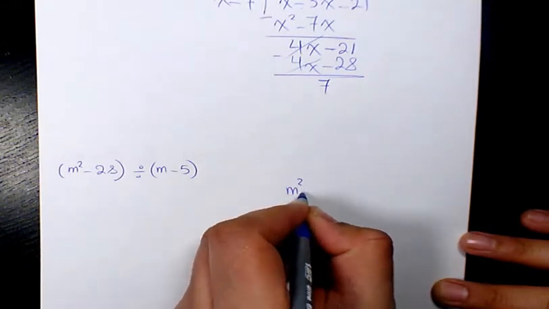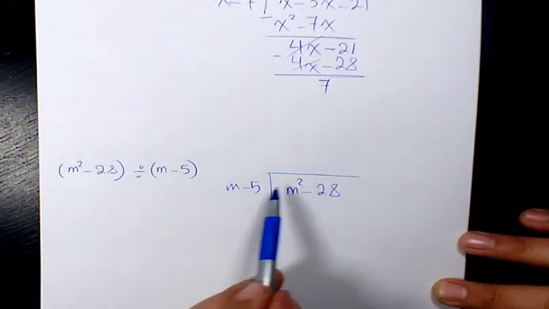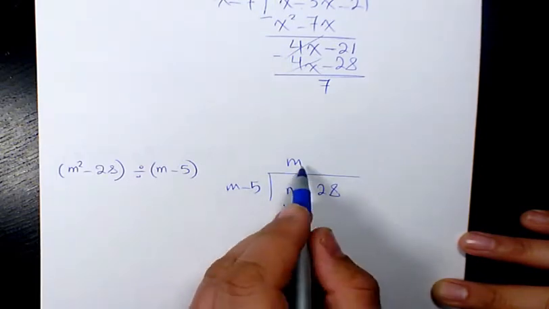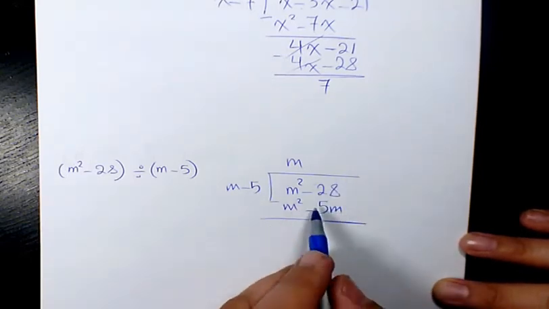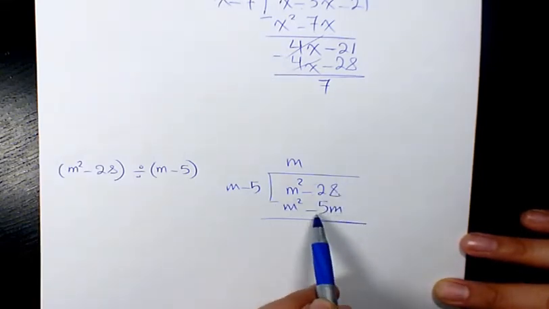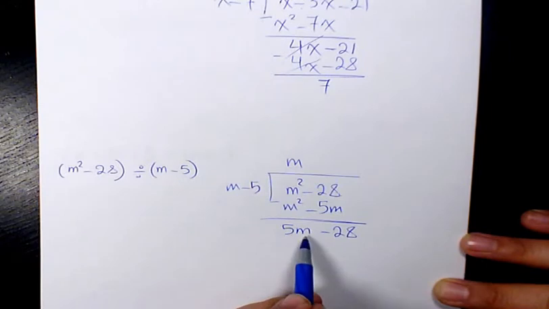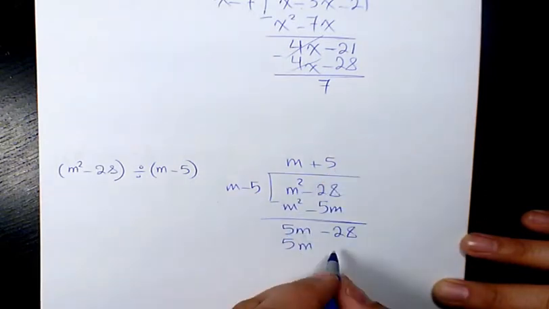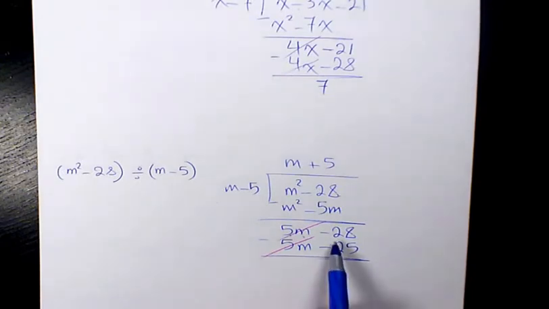Next one we have m squared minus 28 divided by m minus 5. m squared divided by m is going to be m. When you distribute it, m times m, m squared. m times negative 5 is going to be negative 5m. Subtract it. Then you have negative 28 and positive 5m. So 5m minus 28. 5m divided by m is going to be plus 5. 5 times m is going to be 5m. 5 times negative 5 is going to be negative 25. When you subtract it, these two cancel out, and here we will have negative 3 as the remainder.